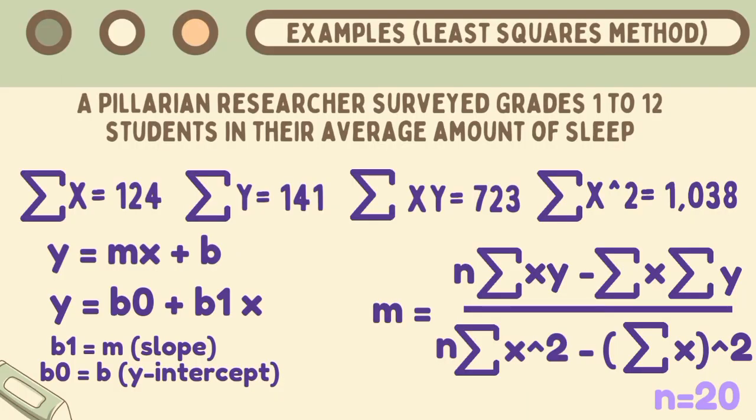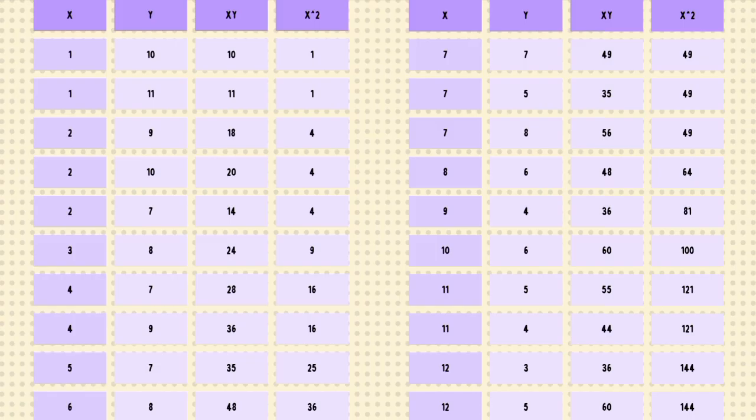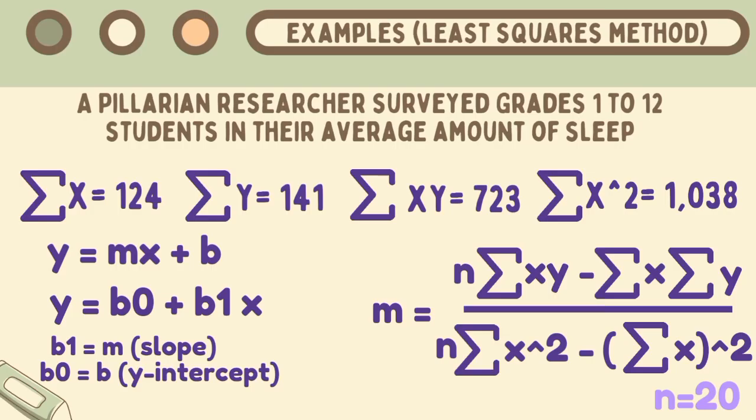Now, to find the equation, we need the sum of the x values, the sum of the y values, the sum of the x times y values, and the sum of the x squared values. In order to find them, we just have to add all of the numbers under that column. So when we added the numbers, we found out that the sum of the x values is 124, the sum of the y values is 141, the sum of the xy values is 723, and last but not the least, the sum of the x squared values is 1038.